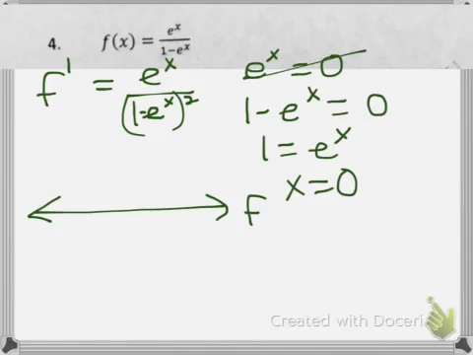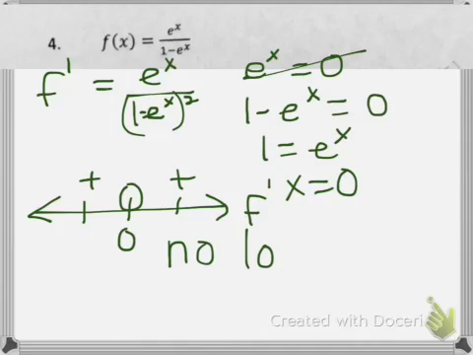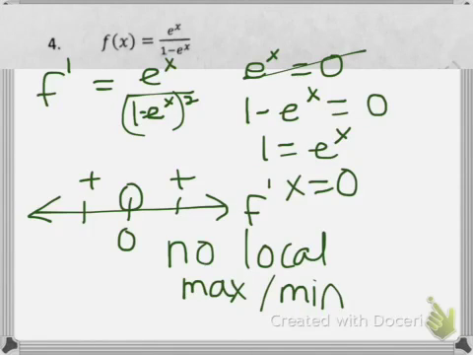Go to my number line, 0. And now I'm going to test -1 and 1 into the derivative. Okay, so if I plug -1 into the derivative, I still get a positive value. E to the -1 is still positive. It's just 1 over e. And if I plug 1 in, I get positive. So even though I have a critical number, I have no local max or min. This could happen. Okay, even though the derivative is 0, this could happen.